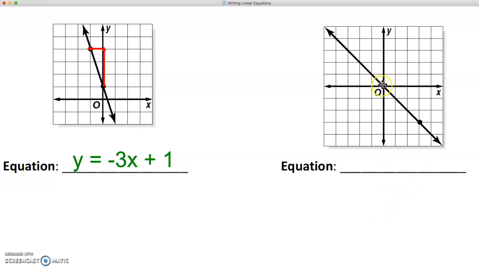Here, our y-intercept is 0. This line passes through the origin. So we know that our b value will be 0. To count our slope, I'm going down 3 and to the right 3. So -3 over +3 is -1. So the equation of the line should be y equals -1x, and we don't write the +0 for the y-intercept.